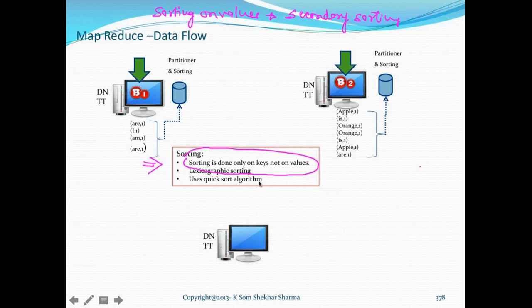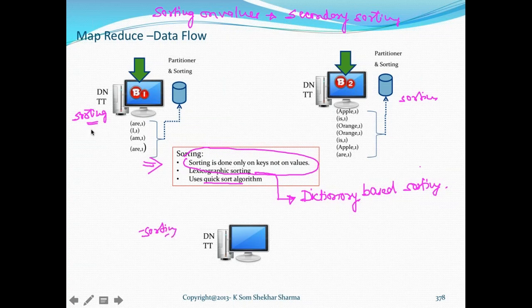We'll talk about that. The sorting is lexicographic, which is basically dictionary-based sorting, and it uses a quick sort algorithm. Remember, as I just told you, sorting happens at the mapper side and also at the reducer side. If a sorted output is coming from one mapper and another sorted output is coming from another, S1, S2, it does a merge sort. So to improve the sorting at the reducer side, the sorting at the mapper side is done.